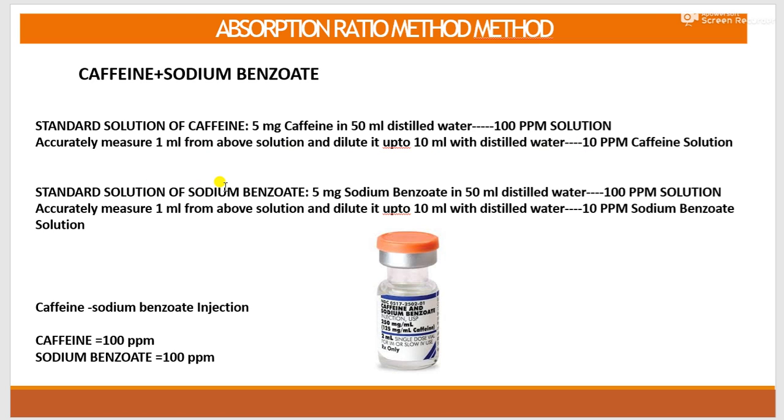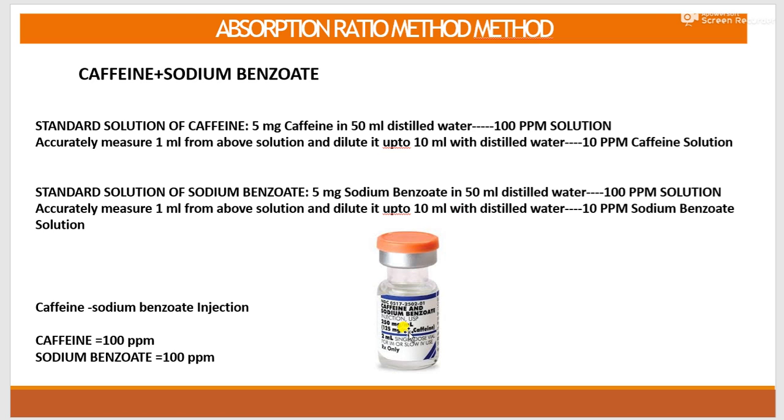Now sodium benzoate solution is prepared similarly. 5 mg of sodium benzoate is dissolved in 50 ml of distilled water to get 100 ppm of solution, and from that 1 ml solution is taken and diluted up to 10 ml to get 10 ppm sodium benzoate solution.